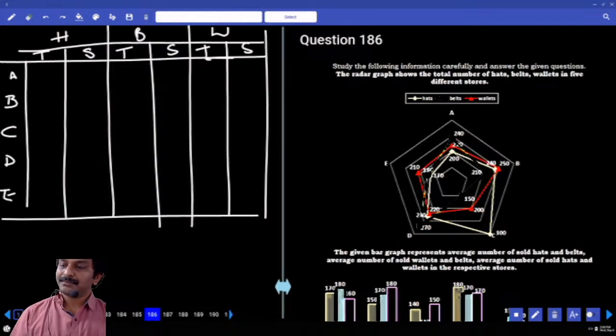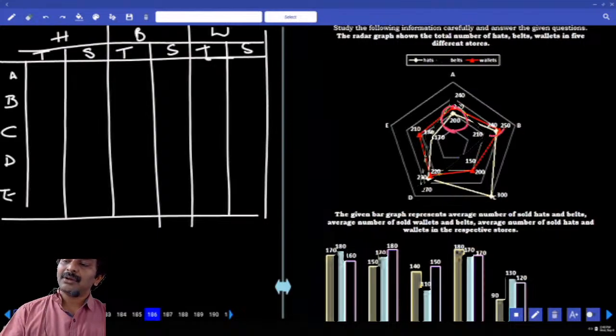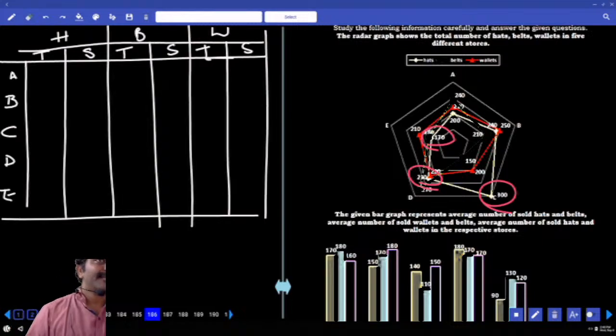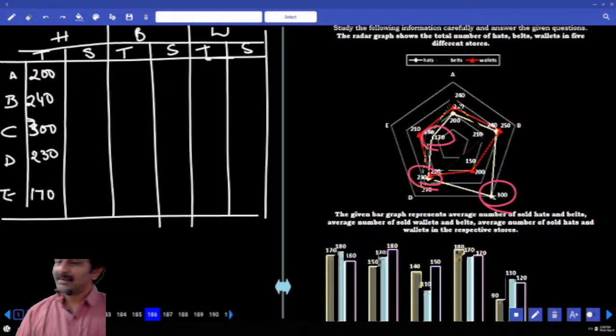Right. So now, number of hats, white color. Tell me white color numbers. 200, then 240, 300, 230, 170. Yes or no? Repeat numbers. 200, 240, 300, 230, and then 170. Right.